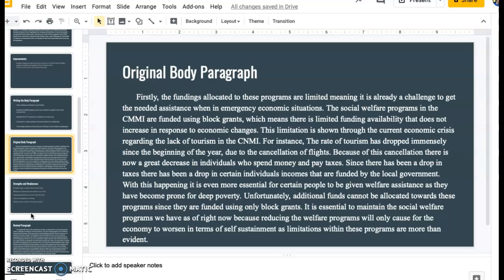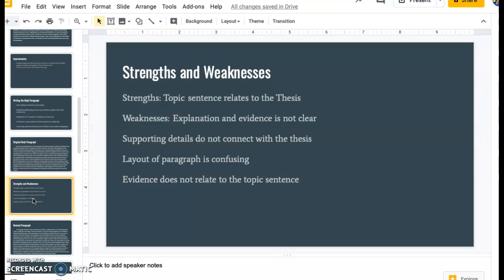It is essential to maintain these social welfare programs we have as of right now, because reducing the welfare programs will only cause for the economy to worsen in terms of self-sustainment, as limitations within these programs are more than evident. So let's talk about the strengths and weaknesses. So the strengths regarding this program is basically only the topic sentence because it relates to the thesis, but there's a lot of things missing.